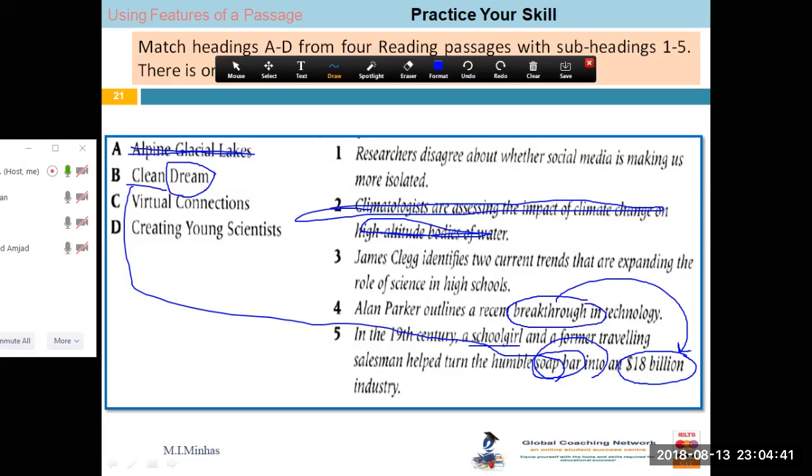Which major event took place around the mid 19th century? World War. Okay, then why not Pakistan and India independence? You asked about the major event in the world. Yeah, major. Then obviously World War.